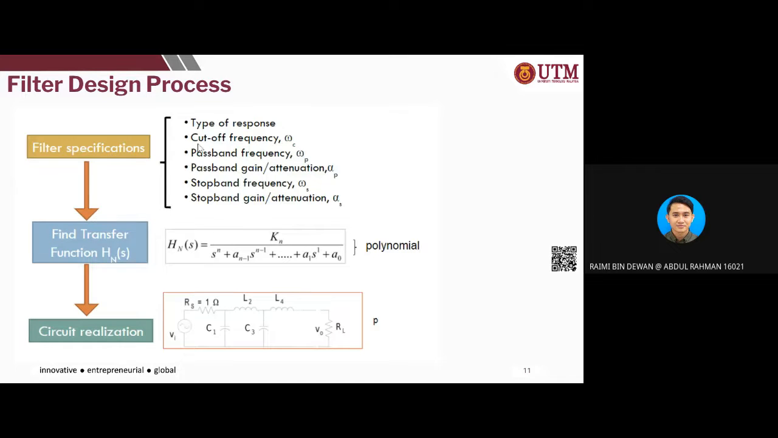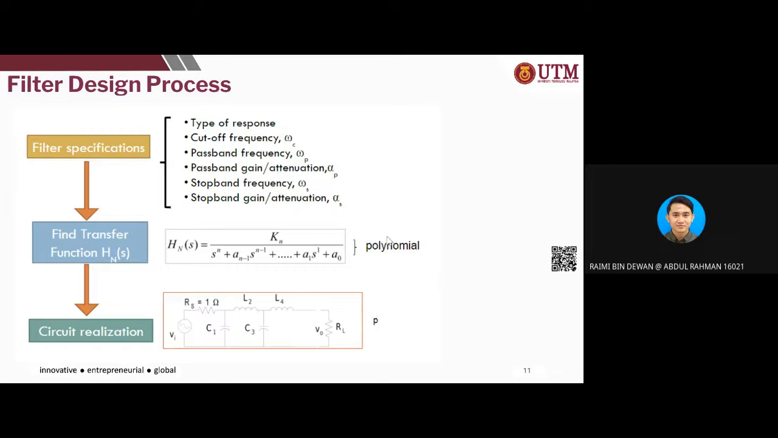Okay, and then in filter specification, you have a type of response, whether it is Chebyshev or Butterworth, and then you need to know this cutoff frequency. Whether you need to know it, or need to find it, or it's given, you should have this information. And then passband frequency, passband gain, alpha p, stopband, and stopband gain. This is the critical information that you should have, obtain, or be given, depending on the question.